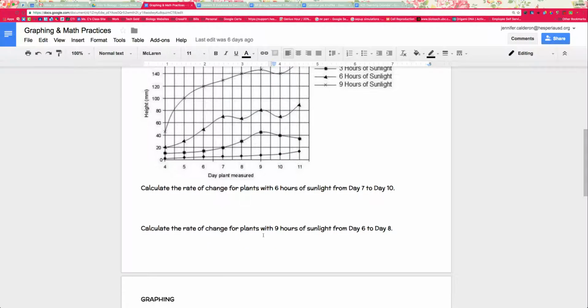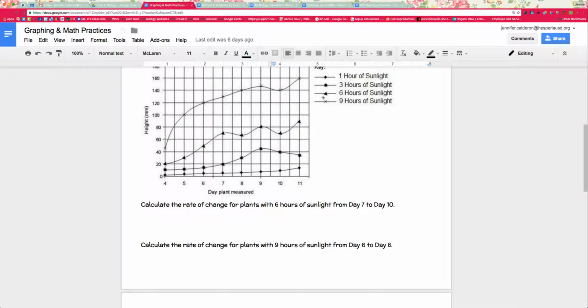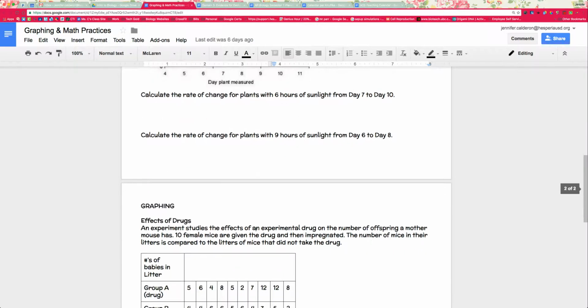Okay, here you're going to do the same, but for 9 hours. So you're going to look at the one that has an X in it, and you're going to look at day 6 in comparison to day 8, and you'll figure that out.